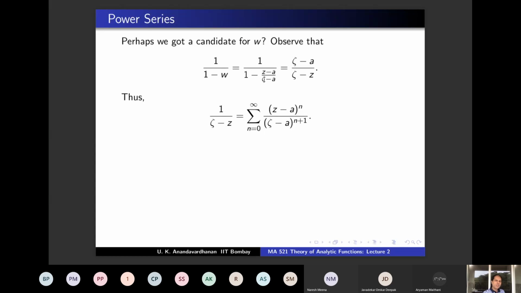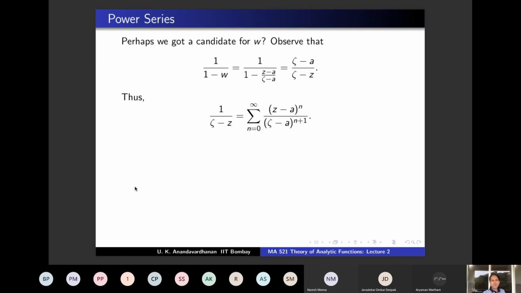So this will be the summation of ((Z minus A) by (zeta minus A)) whole power n, and there is this zeta minus A here which has come down, so this has become n plus 1. Agree? 1 by zeta minus Z is 1 by zeta minus A times this, which would have been ((Z minus A) by (zeta minus A)) whole power n, times 1 by zeta minus A. So the zeta minus A power n has become n plus 1, and this thing is n. So you've got a nice series expansion for the quantity 1 by zeta minus Z.